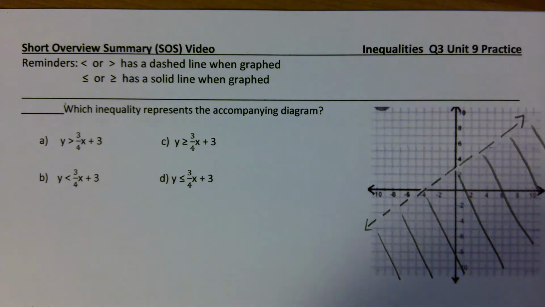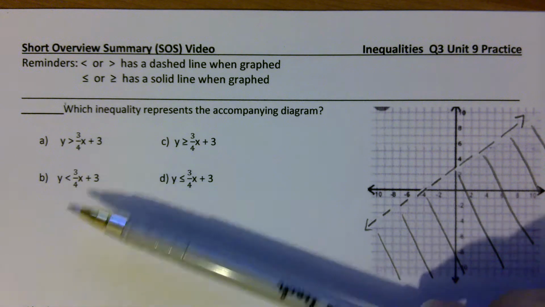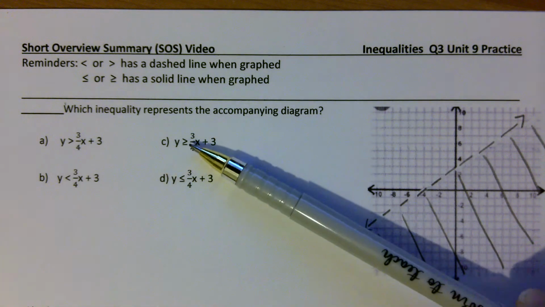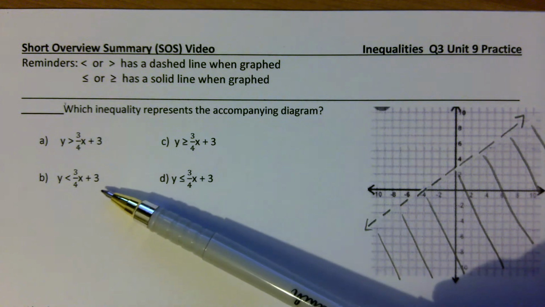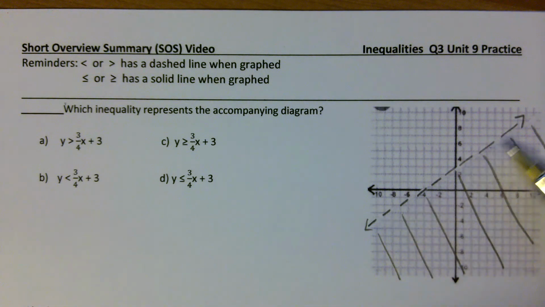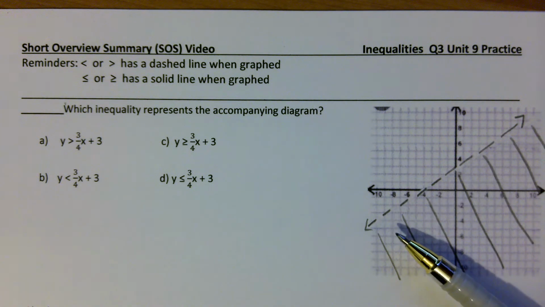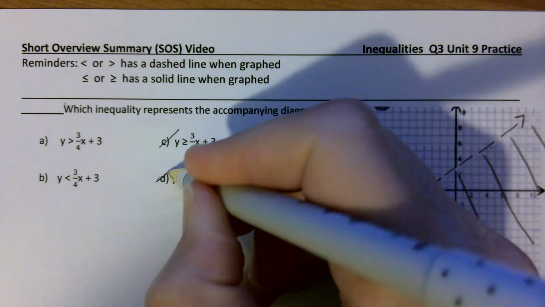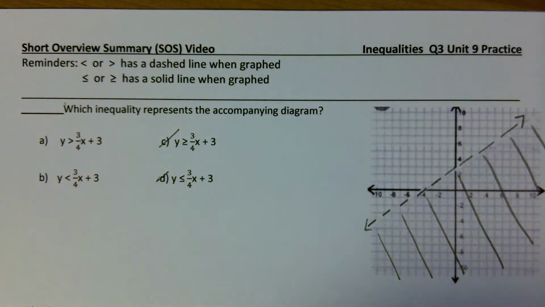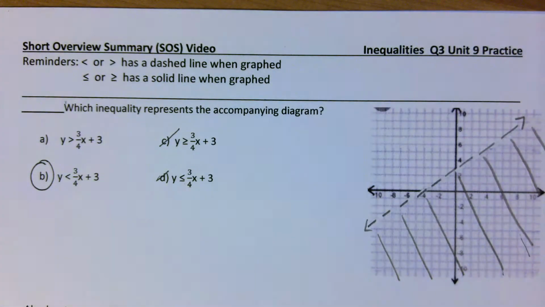So for this first one, which inequality represents the accompanying diagram? When I take a look at this, I realize that each of these has a different symbol, and these all show the same exact slope and y-intercept. So I take a look. Since the boundary line is dashed, I know that it can't have the equals to. So I'm not going to look at those two anymore. And I notice that from the boundary line, these lines are drawn down, which means it's less than. So it would be choice B.